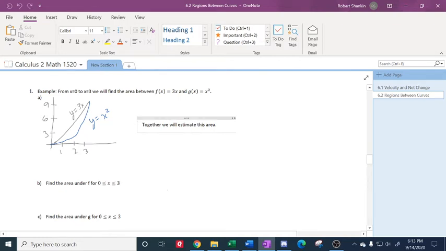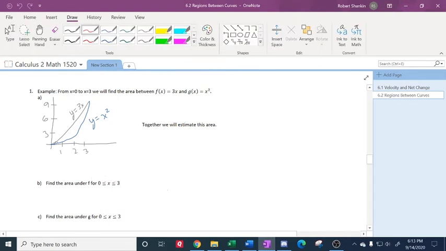Now, together we'll estimate this area. And what I mean there is, if this was a height of 1, a height of 2, then a square unit would be like this. And you'd have all these square units. And you'd look in here and say, all right, how many of these square units could fit inside this shape? So I'm going to guess that my area is definitely some positive number.